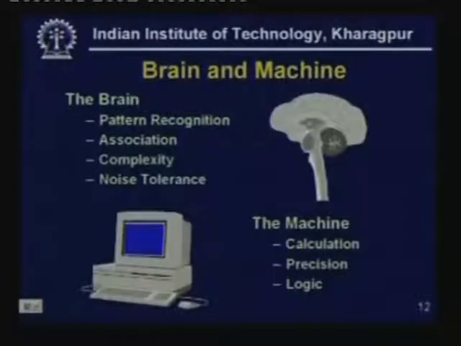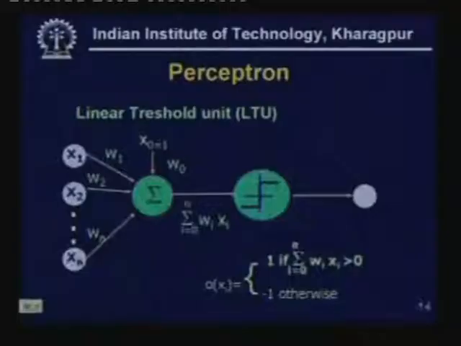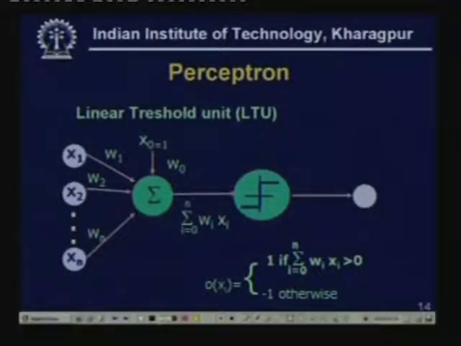Now, as we mentioned, typically a neural network comprises many simple processing units. So, we will first study a single simple processing unit, which we call the perceptron, and we will discuss what a perceptron can represent and how a perceptron can be learned. The unit that we are describing now is called a perceptron or a linear threshold unit.